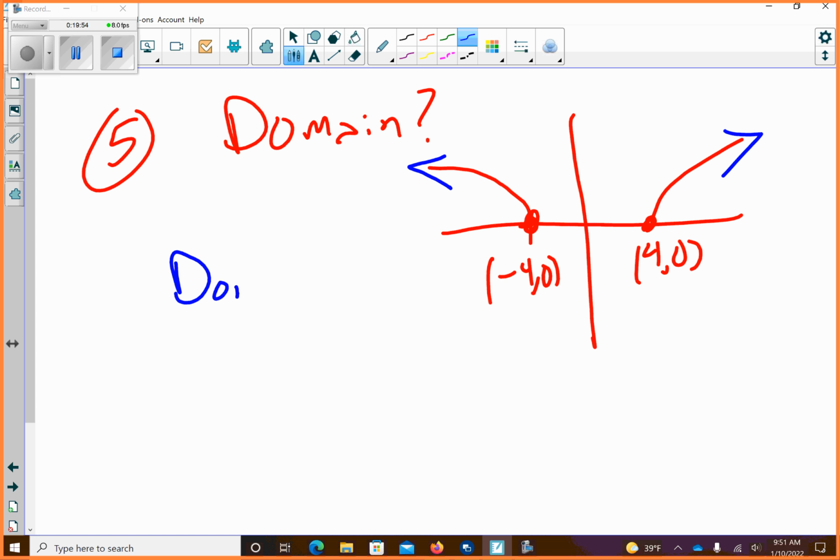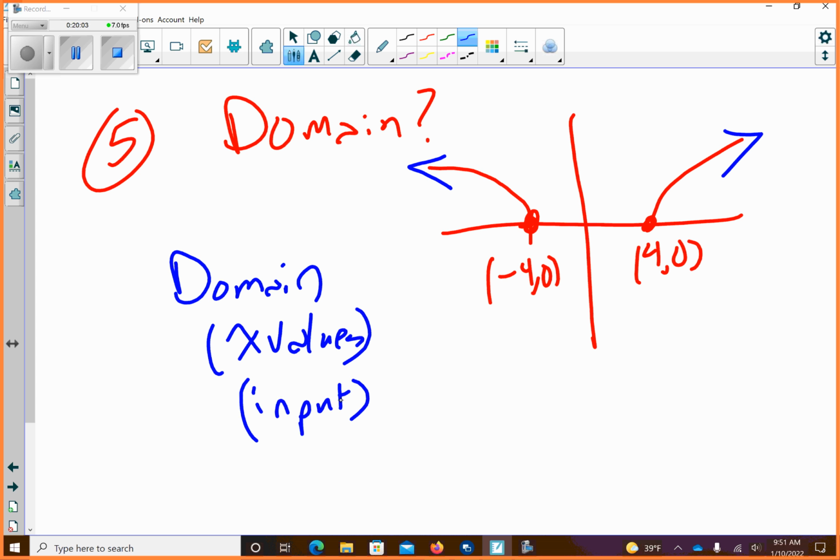So let's talk about the domain. The domain, just as a reminder, these are the x values. We might have called this the input in algebra 1, and then you never saw it again since you had algebra 1. So where is this arrow pointing to? Where is it going in the x direction? Negative infinity. Okay. Where is this arrow pointing to? Positive infinity.